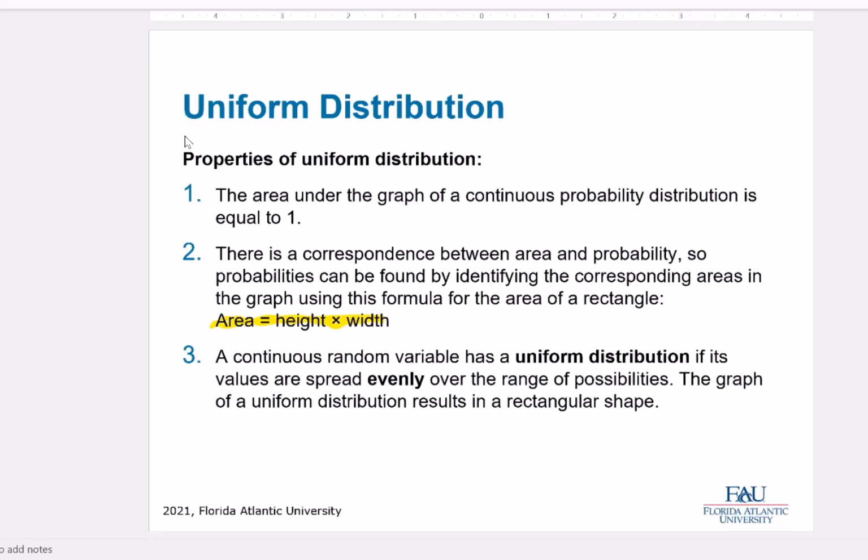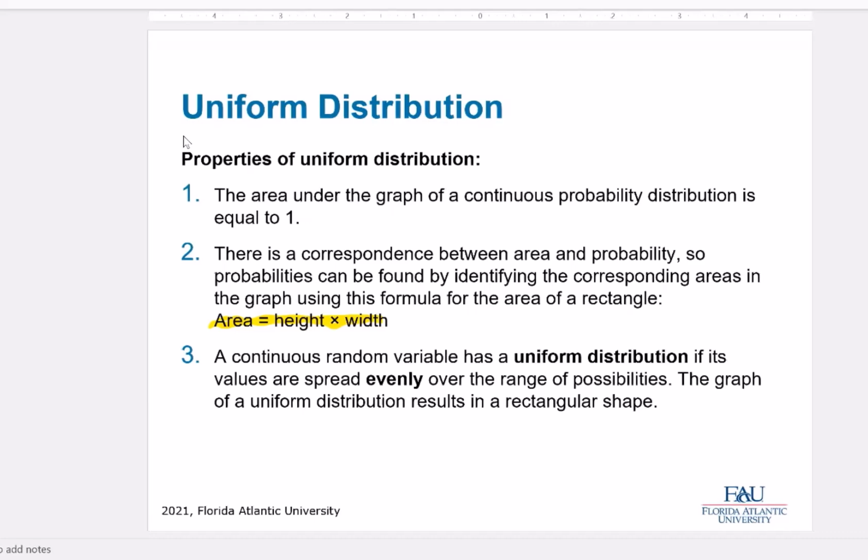A continuous random variable has a uniform distribution if its values are spread evenly over the entire range of possibilities. The graph of a uniform distribution results in a rectangular shape.